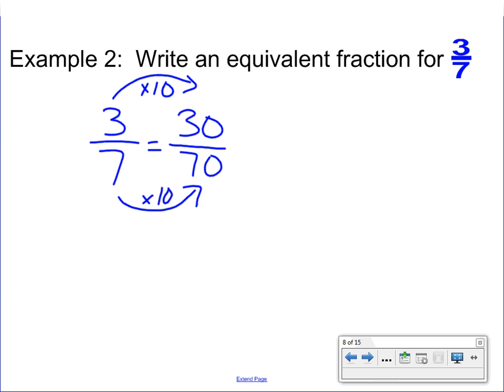You can choose any number. There's an unlimited amount of equivalent fractions you can write for every fraction that I would give you. If I give you the fraction 3/7, you could start right now writing equivalent fractions, and in 3 hours still not even come close to writing all the equivalent fractions there are possible. You can just choose any number to multiply and keep going.